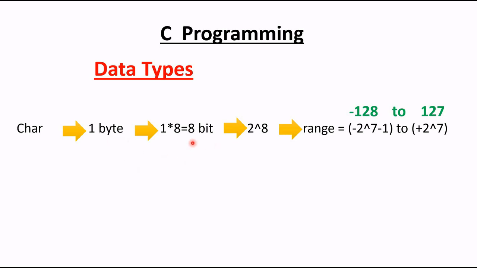For 1 bit I can represent 0 and 1. So for 1 bit there are 2 possible values. So for 8 bits there are 2 to the power 8 possible values. And the range will be from -128 to 127. So now you may ask, from 2 to the power 8, how do I get -128 to 127?